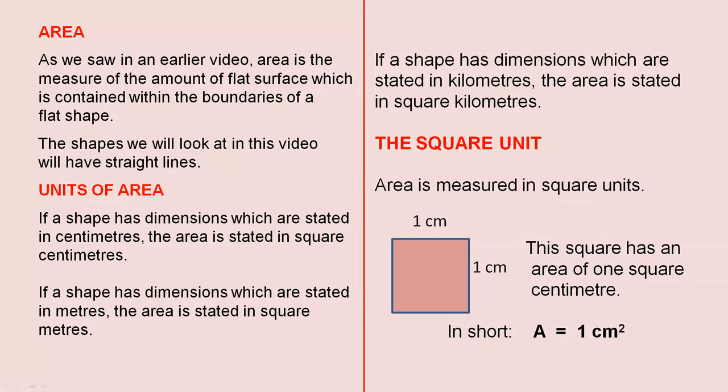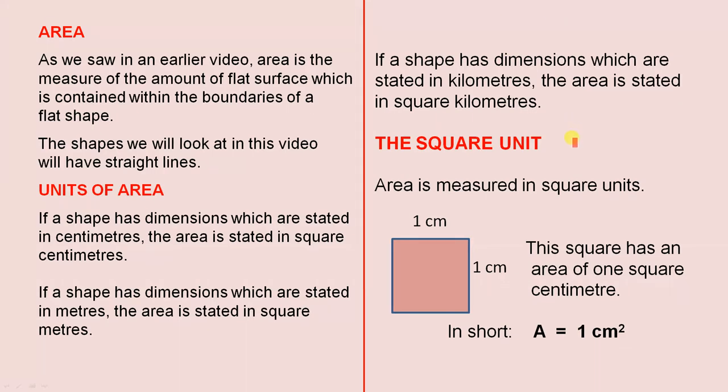Units of area. If a shape has dimensions which are stated in centimetres, the area is stated in square centimetres. If a shape has dimensions which are stated in metres, the area is stated in square metres. If a shape has dimensions which are stated in kilometres, the area is stated in square kilometres.